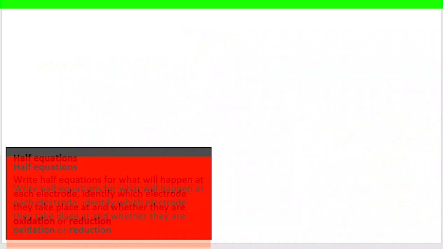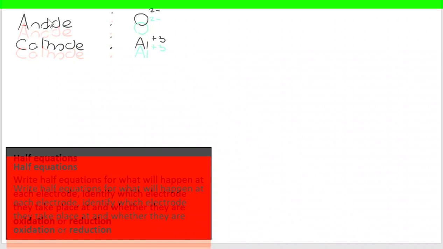So the half equations. What's going to happen at the anode? What's going to happen at the cathode? And is it oxidation or reduction? Well, we know that O2 minus, negative, is attracted to the positive anode, and we know that positive aluminium ions will be attracted to the cathode. We also know that we're going to make the elements when we separate these ionic compounds, when we break them down. So we're going to get aluminium, and we're going to get oxygen, which is a diatomic molecule, so we're going to get O2.